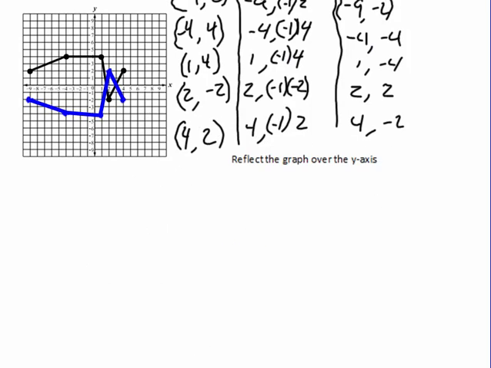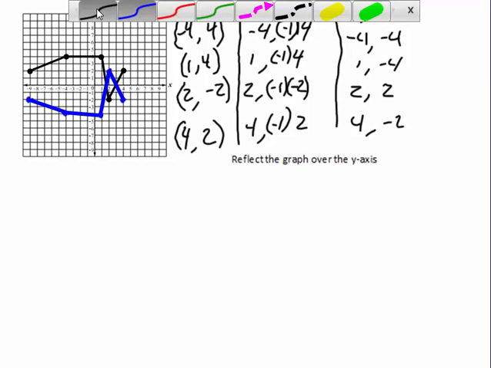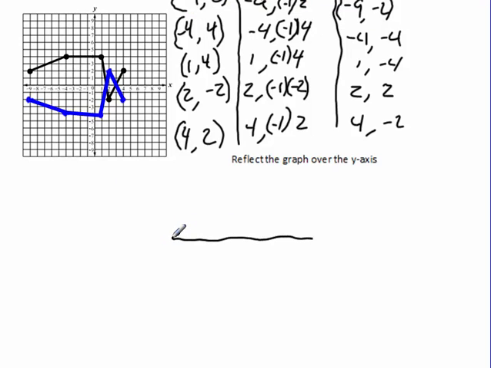Okay, so now if we try to do the same thing with reflection about the y-axis or over the y-axis, then what do you bet? We multiply our x values by negative 1. So here we have old.